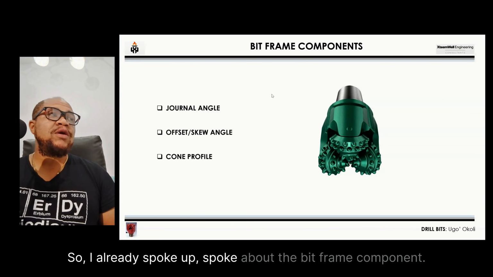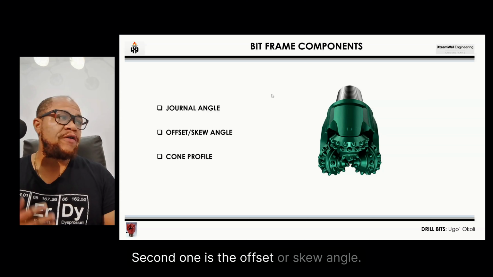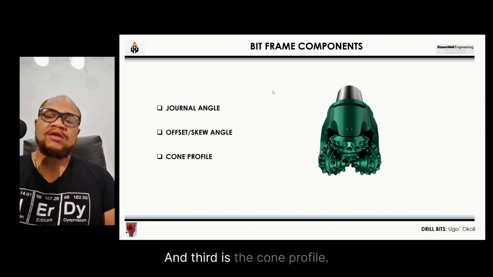So, I already spoke about the bit frame component. The first one is the journal angle. The second one is the offset or skew angle, and the third is the cone profile.